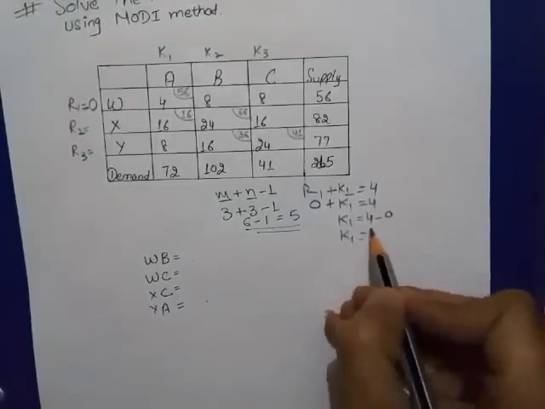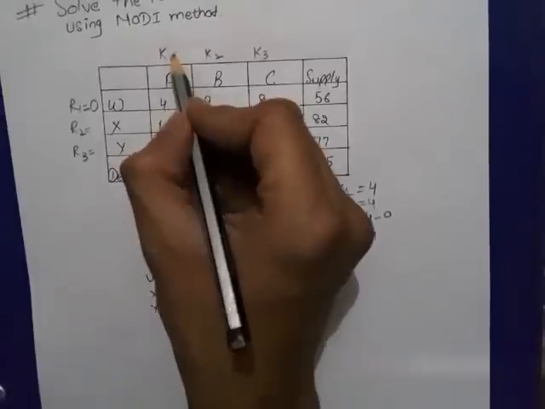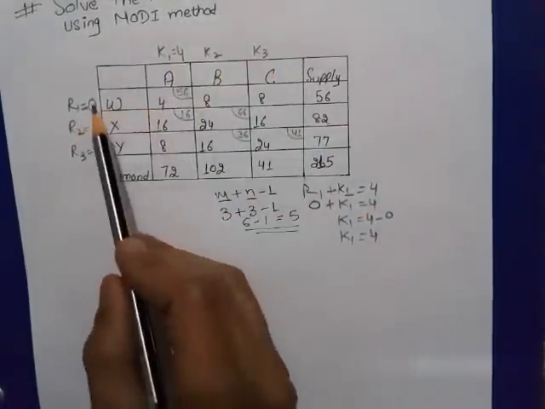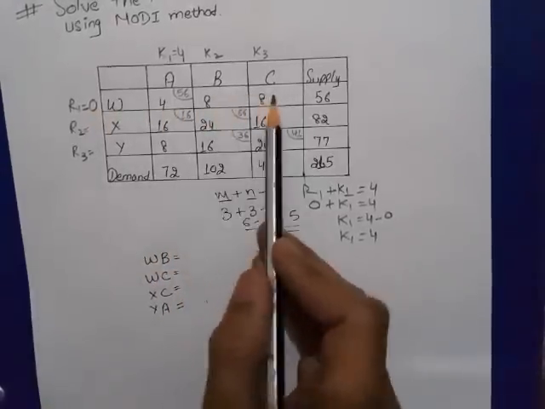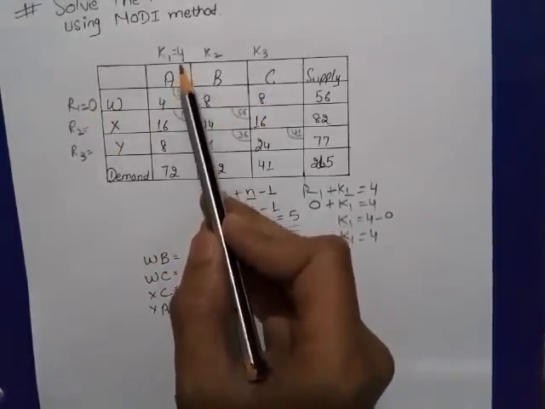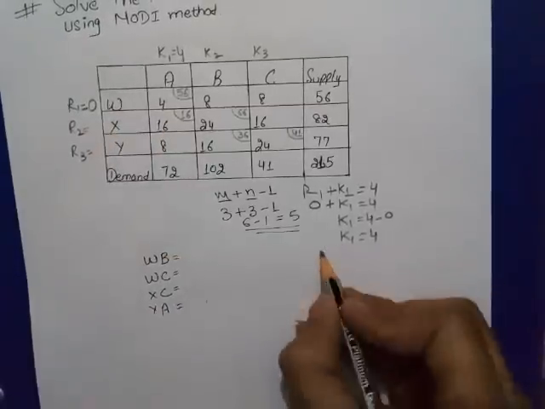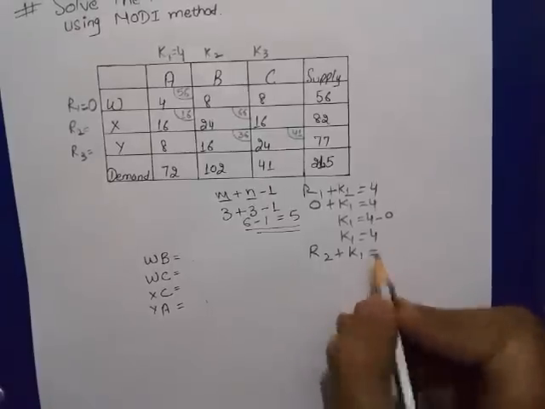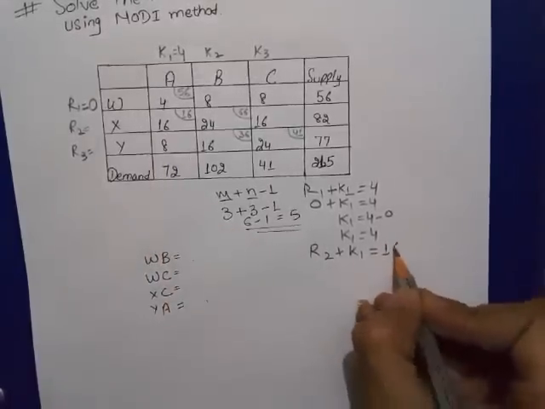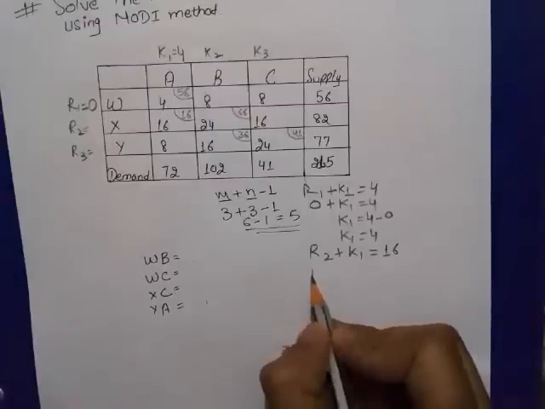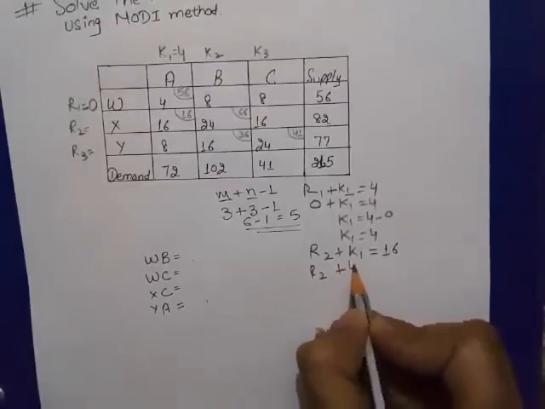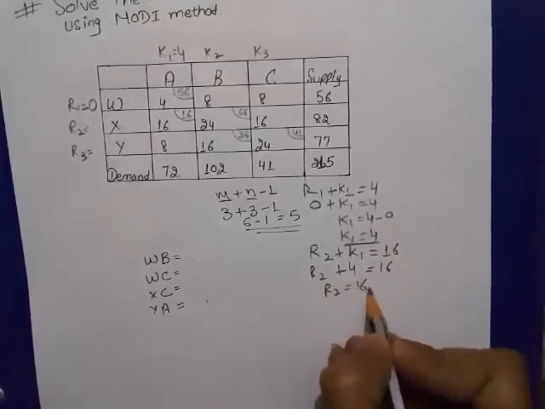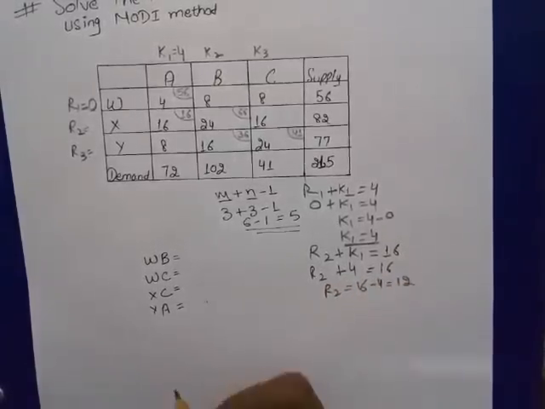So K1 is equal to 4. In the same way, we have to calculate all the values. In this row, there is no one which is occupied, so consider this 4. Means R2 plus K1 is equal to 16. R2 is unknown and K1 is 4 as calculated above. So R2 is equal to 12.